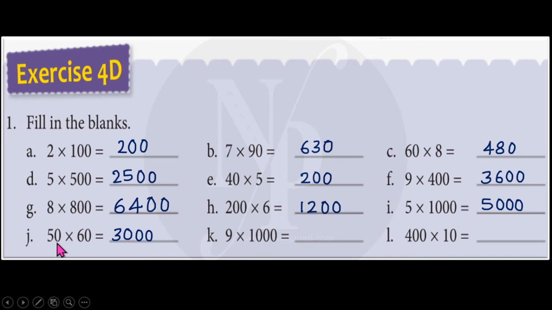And there are zeros in both the numbers that we are multiplying. After multiplying the non-zero digits, we should write the number of zeros to the right of the answer, which should be the total of zeros in both the numbers.